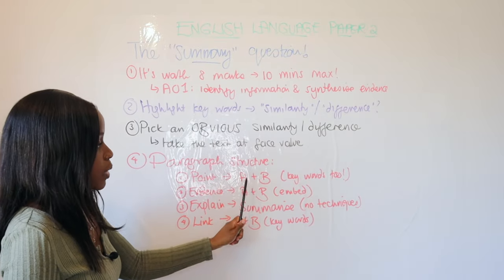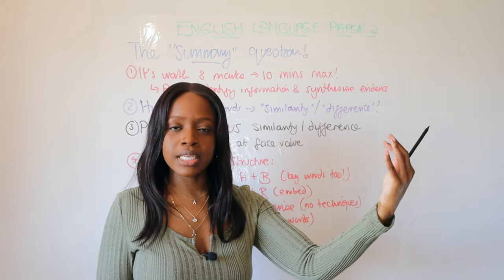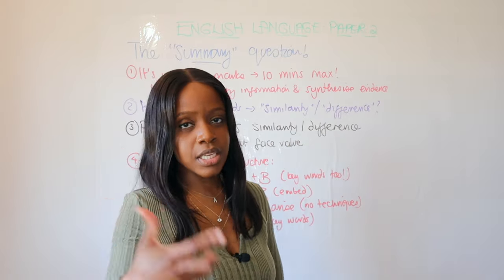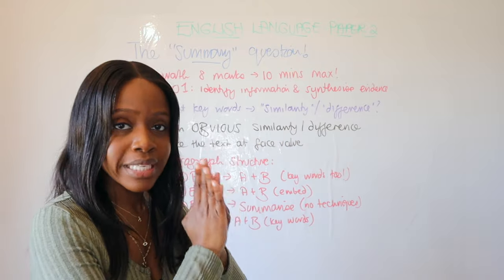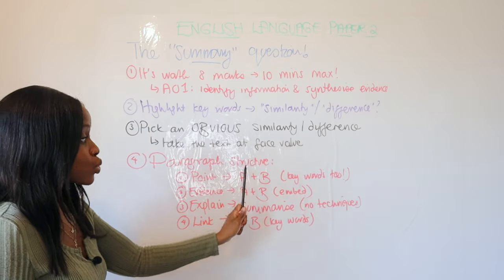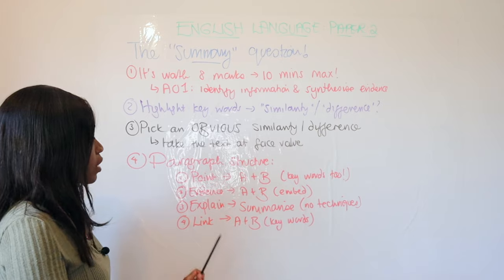Start off with the point. Talk about source A and source B, refer back to the keywords. Whilst source A shows sweets in this way, source B also shows sweets in this way. Whatever the keyword is asking, is it a similarity or is it a difference? You reinforce that in your opening point and you're talking about both source A and source B. That's your opening point. Then you find the bits of evidence, okay?